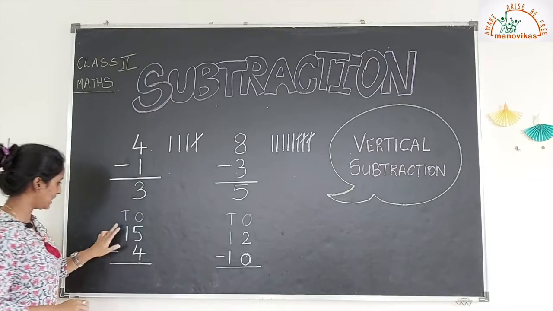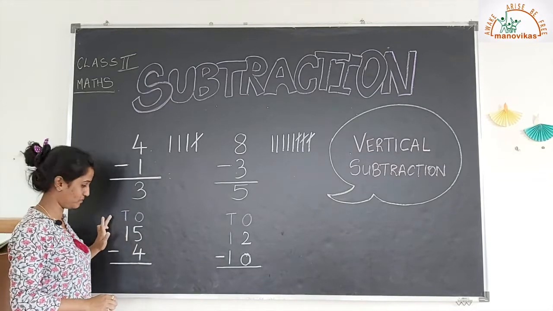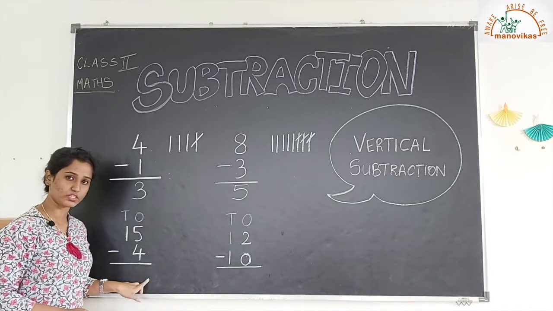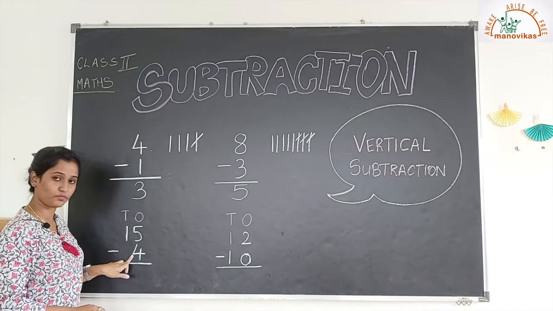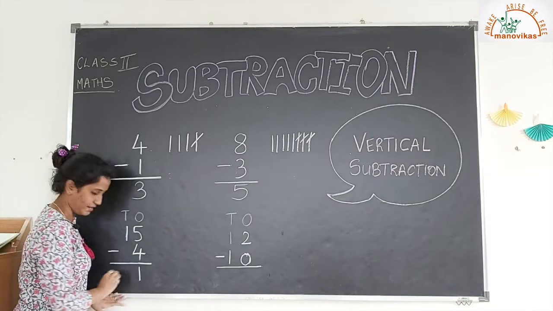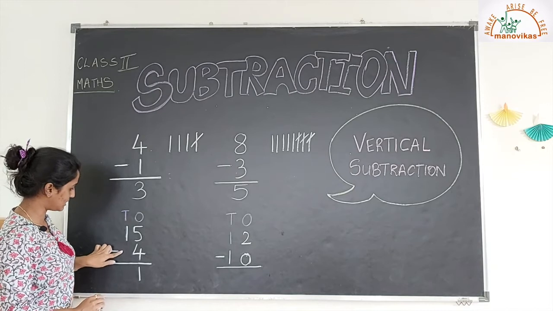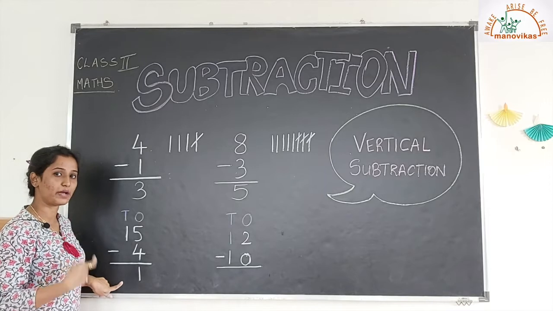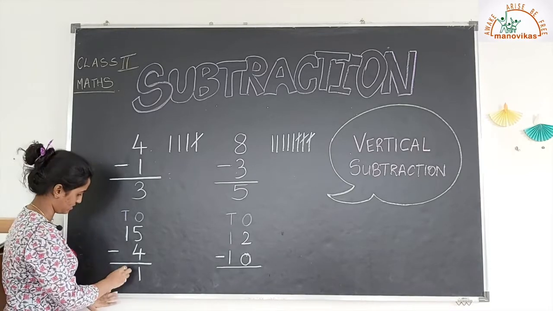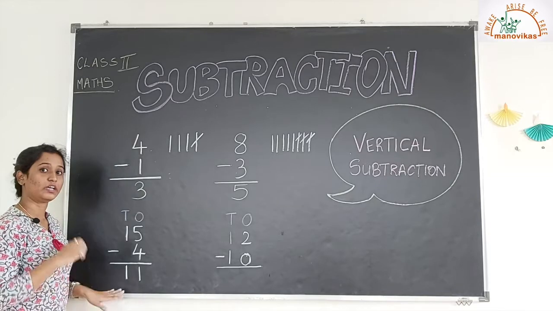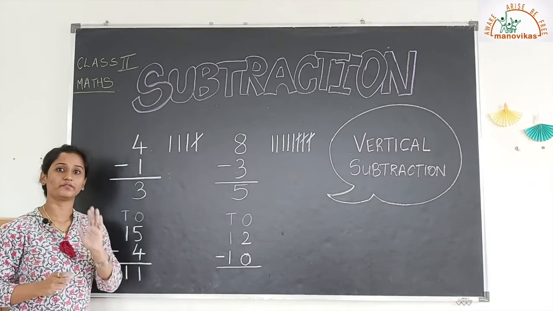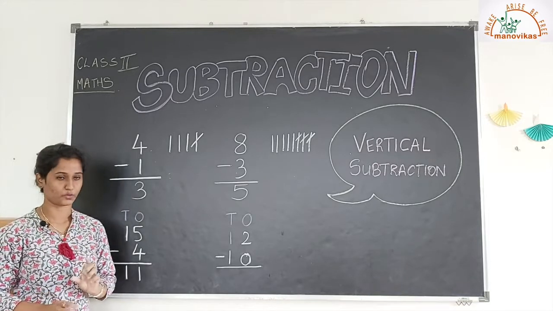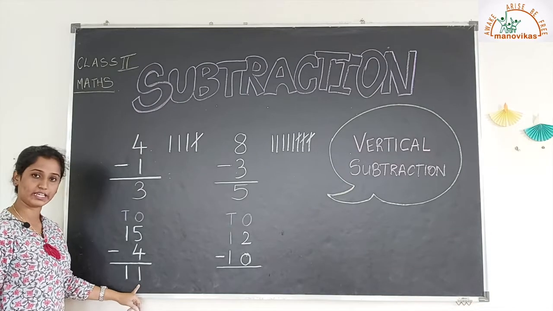Next we have ones and tens column. Correct? So first we will do subtraction starting from the 1's column. So 5 minus 4 is equal to 1. Next 1 minus 0 is equal to, come on, 0? No, 1 minus 0 is equal to 1. Yes, students, any number which you subtract with 0, the answer will be the same number and not 0. Correct? So we get the answer as 11.